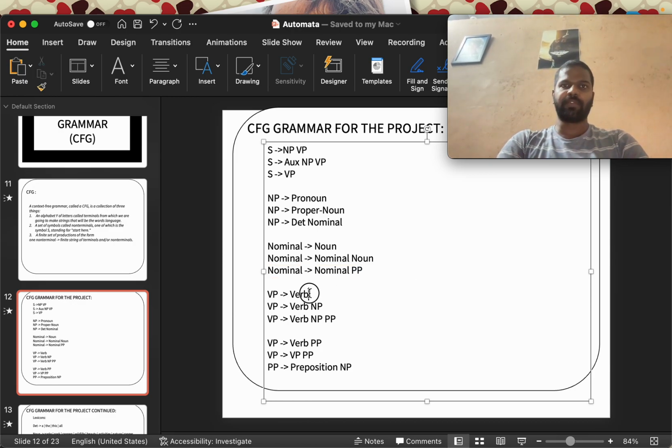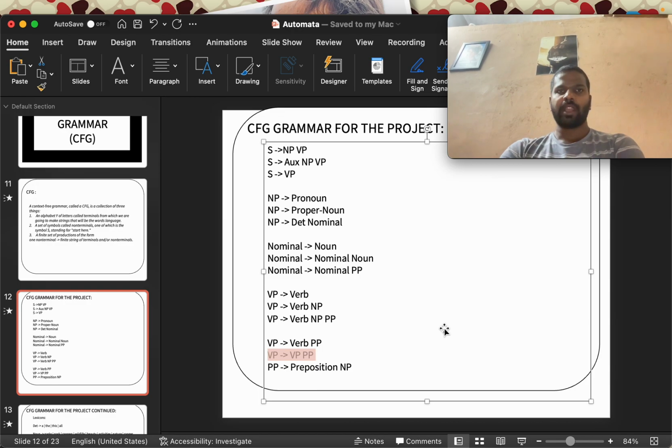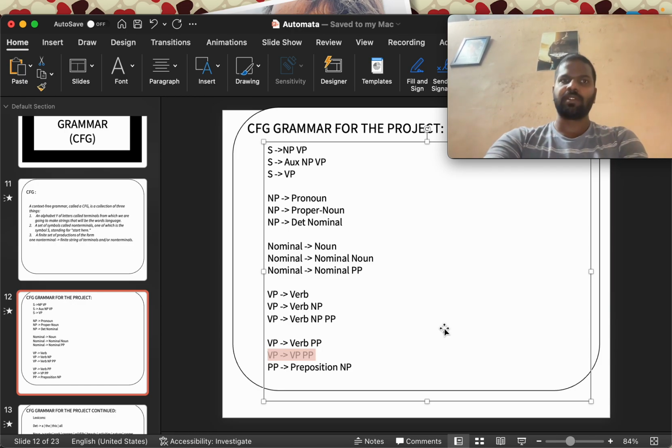This rule states that the verb phrase can consist of a single verb, and this rule here allows the inclusion of a noun phrase after a verb, creating verb phrases like read a book, eat lunch, etc. This rule extends the verb phrase by including a prepositional phrase after the noun phrase. It enables constructions like give a gift to her, where the prepositional phrase modifies the verb. And this rule here allows for the addition of a prepositional phrase directly after the verb, creating verb phrases like run in the park, play with friends, etc. This rule enables the extension of a verb phrase by adding a prepositional phrase to it. It covers cases where multiple prepositional phrases modify the same verb, like jump over the fence in the garden.